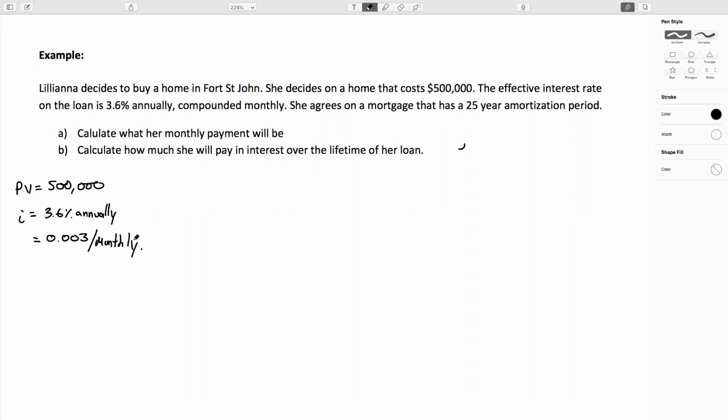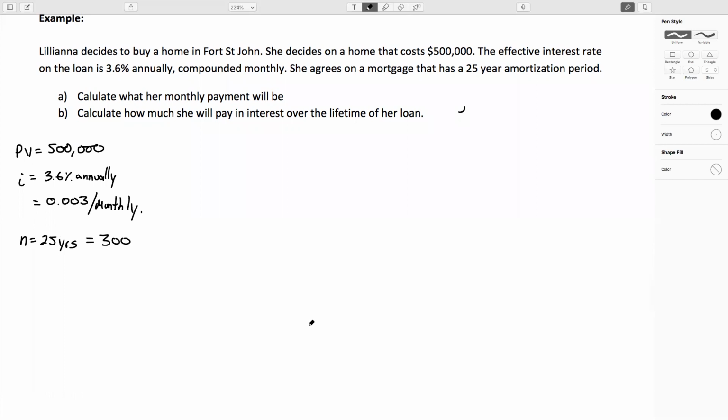And we needed to do that because she's paying monthly. She agrees on a mortgage that has a 25-year amortization period. So N is 25 years, which multiplied by 12 is 300. So she's making 300 payments to her house. All right, so 300 payments is costing her, she's doing this for 25 years, 3.6% interest. I think you'll see she pays a lot.